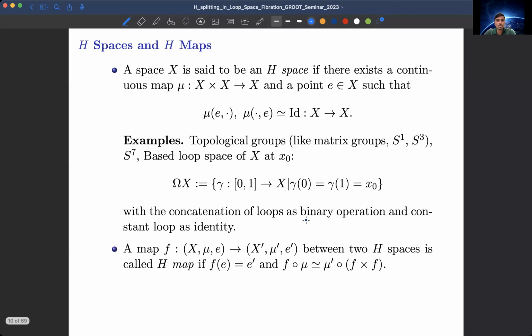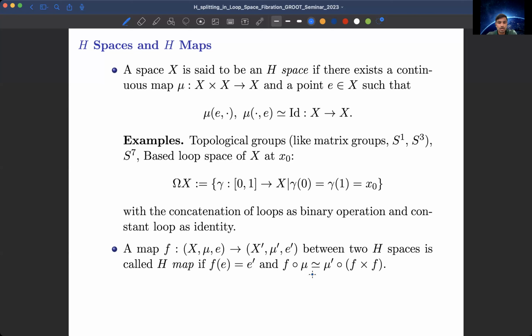Okay, so now defining H maps. If I'm given two H spaces, let's say with these two structures, X, mu, e and X prime, mu prime, e prime, the map between those two is called an H map if it preserves the identity element, and it is almost like a group homomorphism, but not exactly. Instead of equality, we have a homotopy.